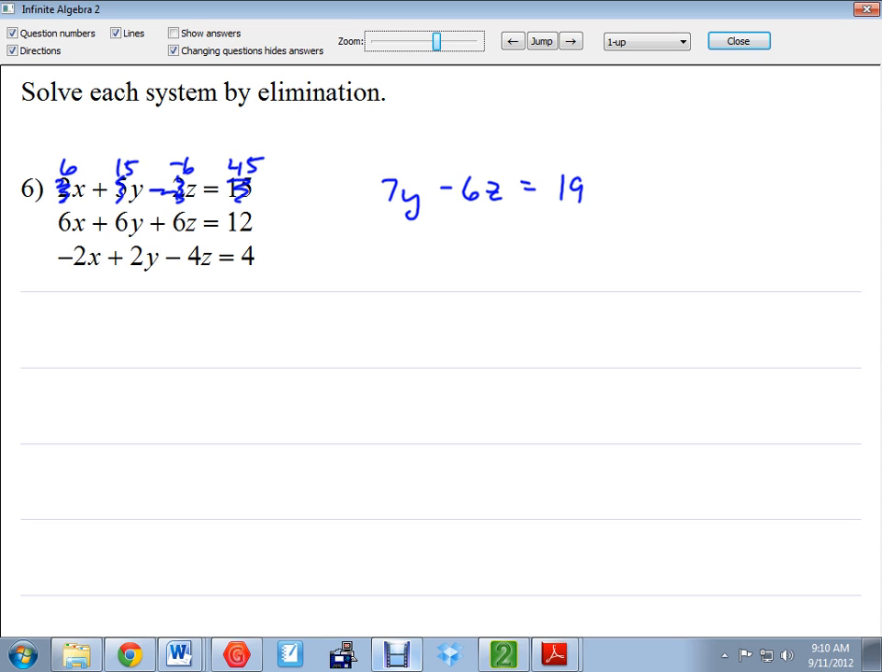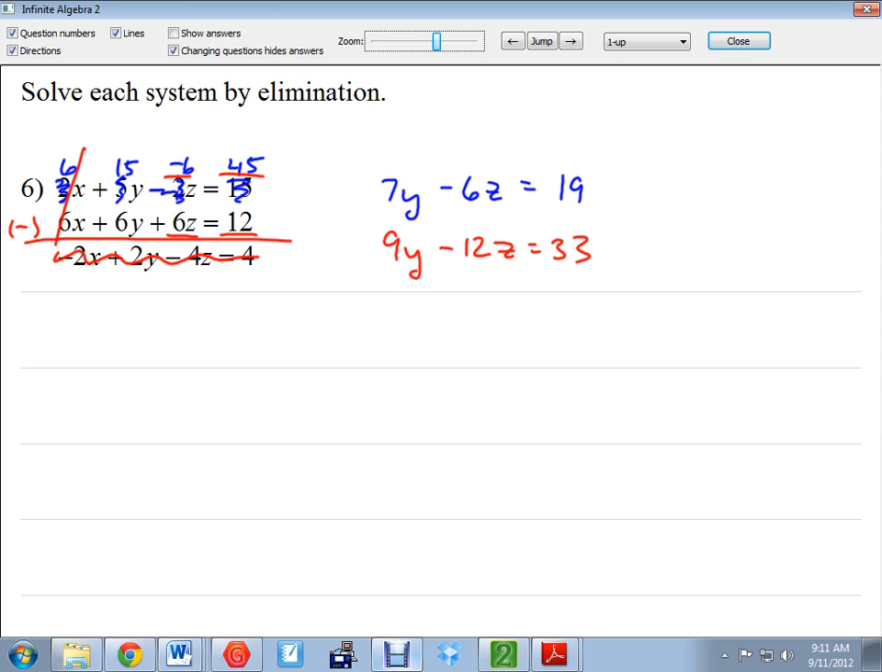So this is going to be my new equation that I can use elimination on. I'm going to go ahead and use elimination with the top and the bottom two, kind of ignoring this last one for now. So 6 minus 6 is going to cancel. That's the goal of doing this. 15 minus 6 is going to be 9y. Negative 6z minus positive 6z is negative 12z. And 45 minus 12 is going to be 33.